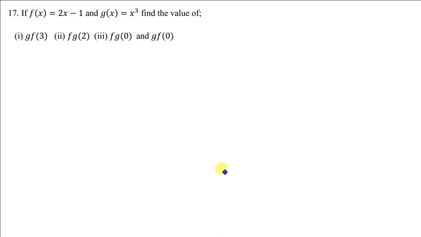Welcome to today's tutorial. In this tutorial we're going to discuss composite functions.